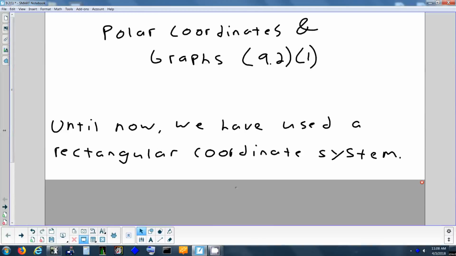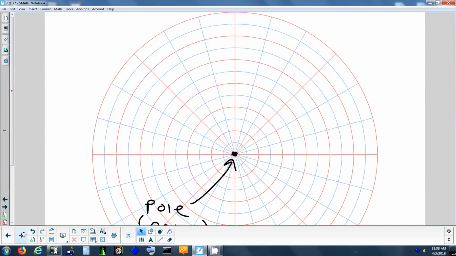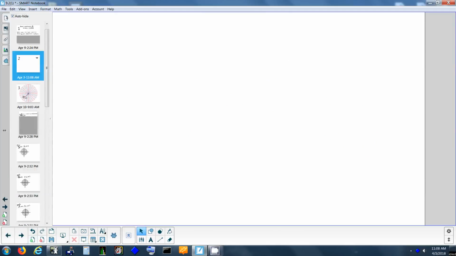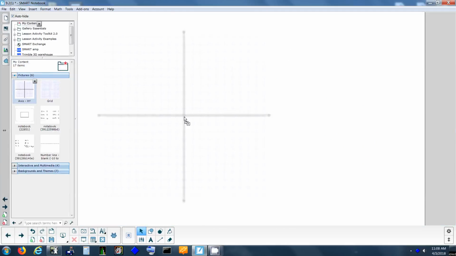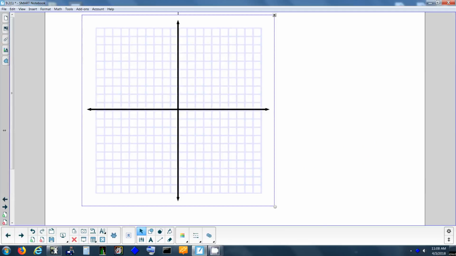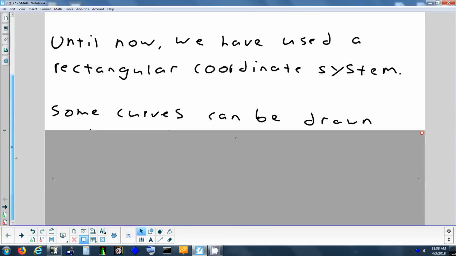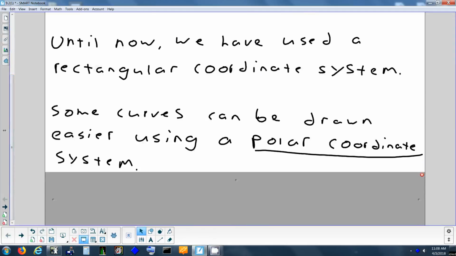Function parametric uses the exact same type of grid, which would look something like this. That's the kind of paper you use for what we did yesterday and what you've done back in Algebra 1 and 2. Well, some graphs can be drawn a lot easier in a system called polar graphing.